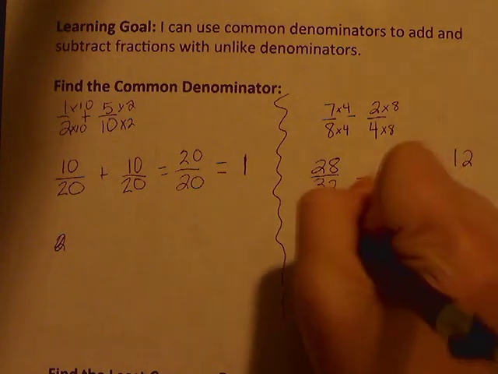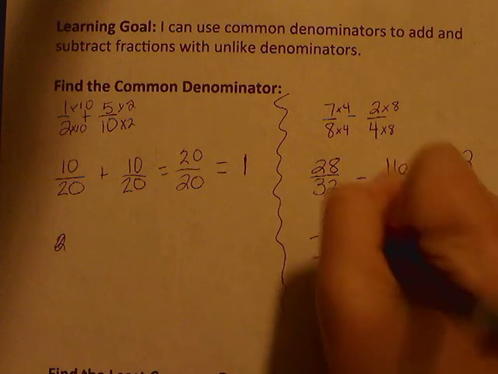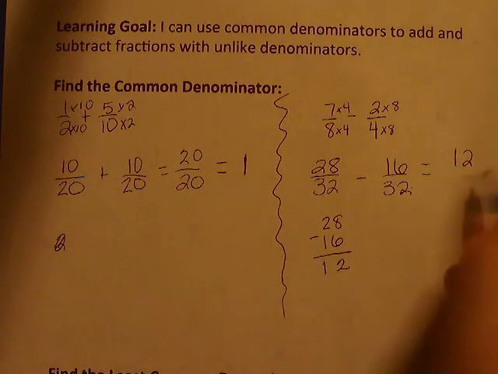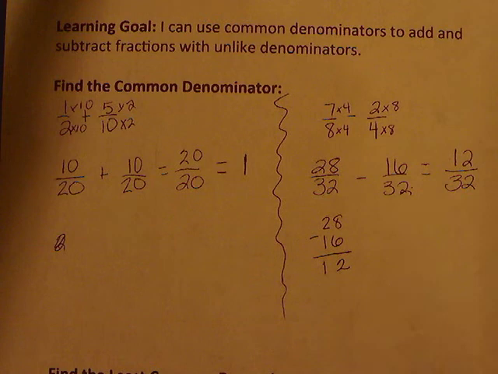If you didn't know that, you could go ahead and do it this way. 8 minus 6 is 2. 2 minus 1 is 1. So 12 over 32 is my answer.